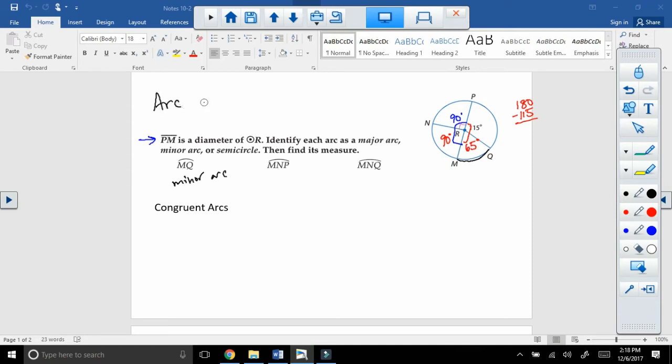So I need to write this. The arc measure equals the central angle measure.